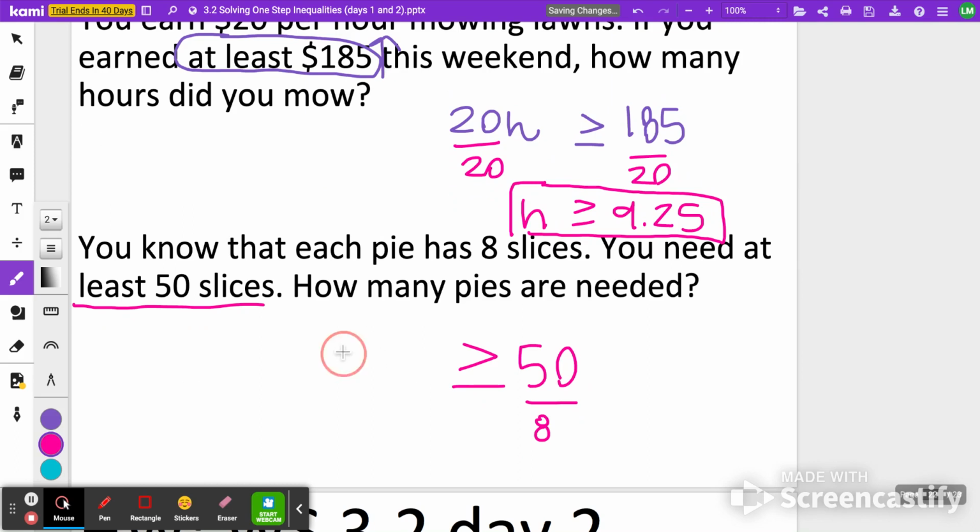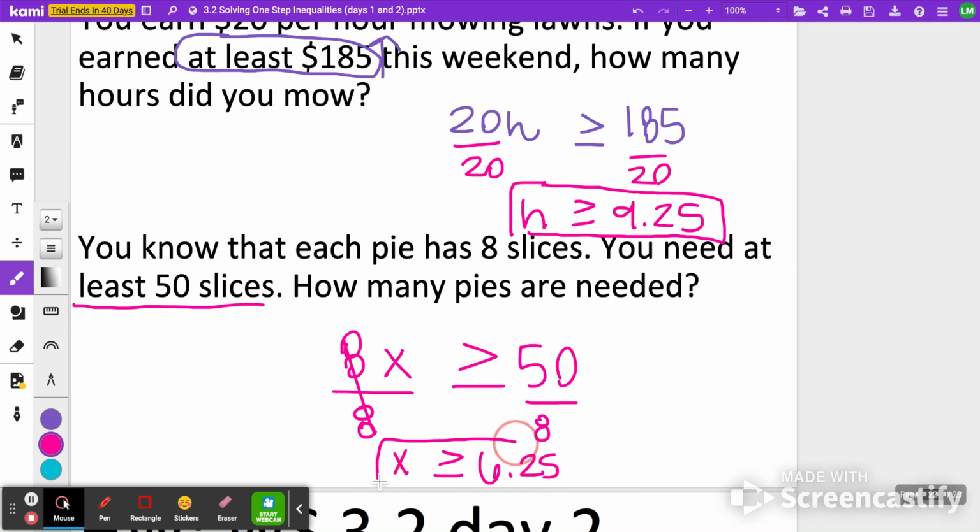So if I'm dividing to find my answer, I would need to show multiplication in my original problem. That means when I divide both sides by 8, I would get x is greater than or equal to 50 divided by 8, which is 6.25. So I need 6.25 pies.